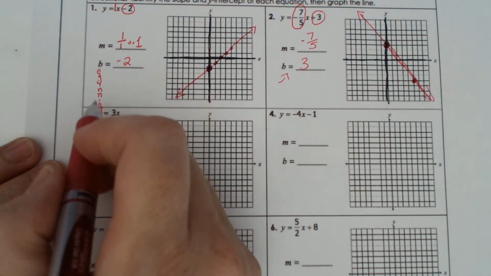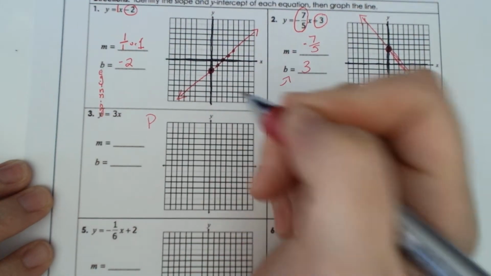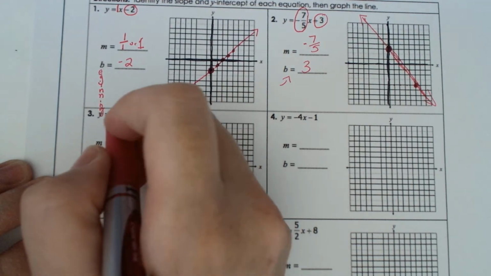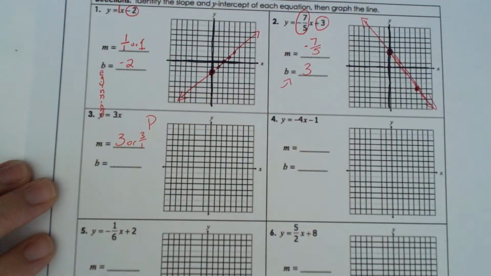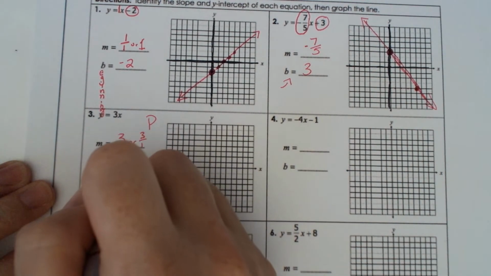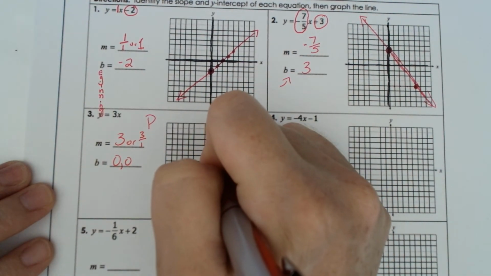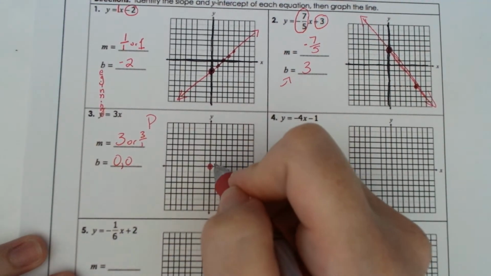Okay, this next one, I have y equals 3x. Is that proportional or non-proportional? We should have said proportional on this one because there's no y-intercept. I don't see plus or minus anything. All I know is my slope is 3 or 3 over 1. My intercept is going to be 0, 0. I'm going to start right here at the origin. And then my slope is 3 over 1.